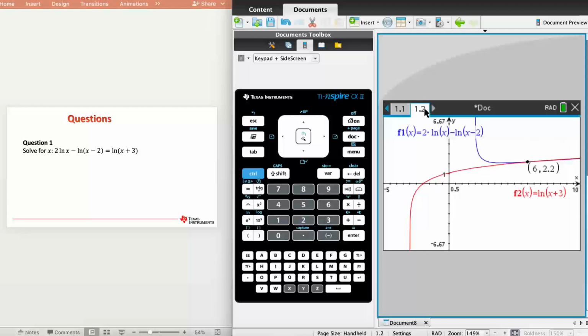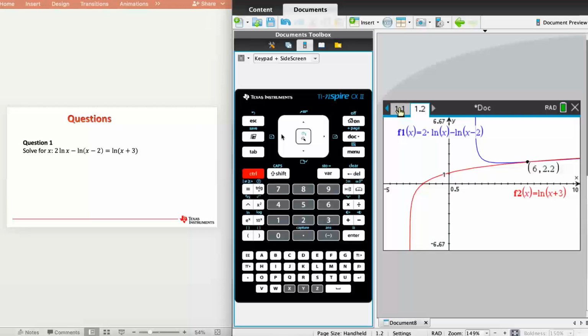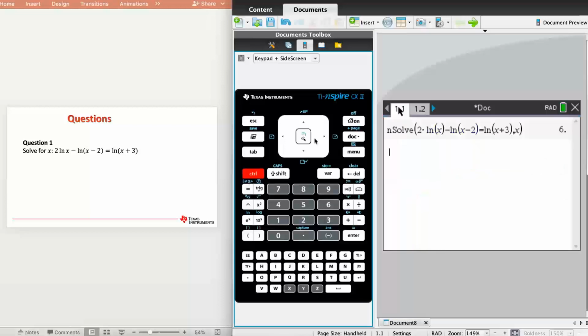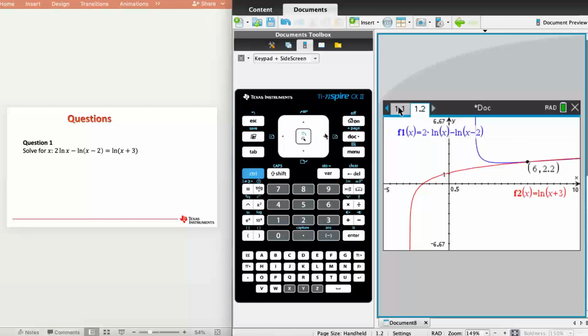I can move between windows by clicking on the tabs at the top of the calculator screen or control left arrow, control right. So there's our first question, completed.